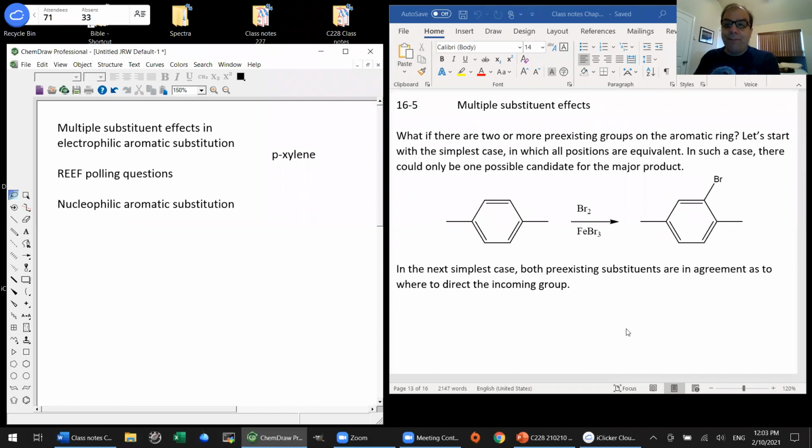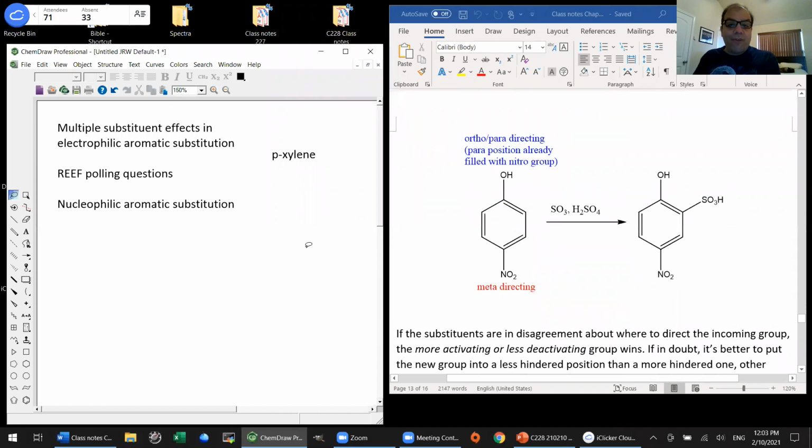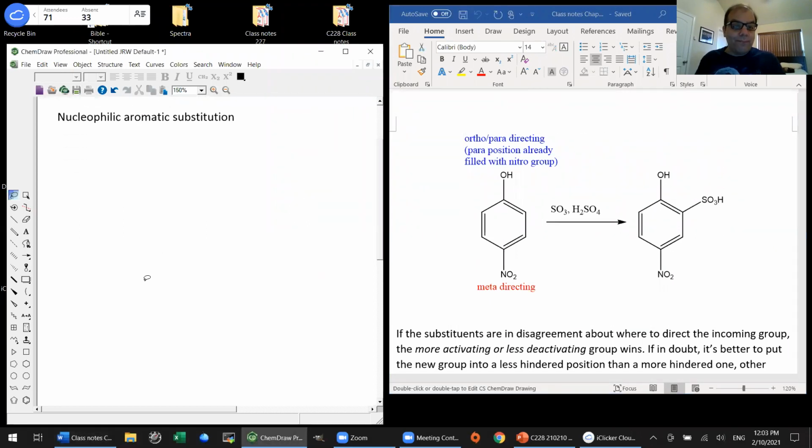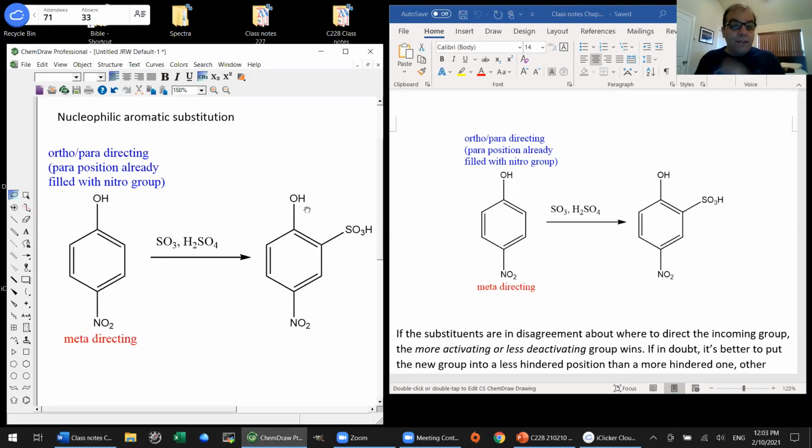Slightly less simple is if there's multiple substituents that are there, but they're in agreement as to where to put the new group. Now, what do I mean by that, they're in agreement? Let me move that over here. So an example would be like this one over here.